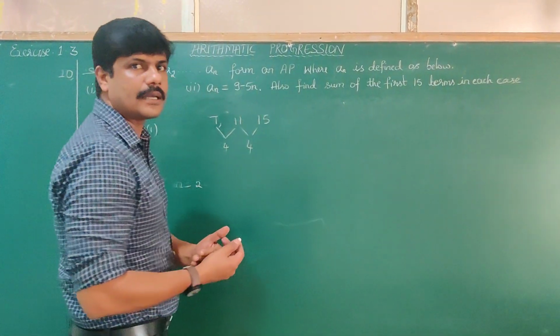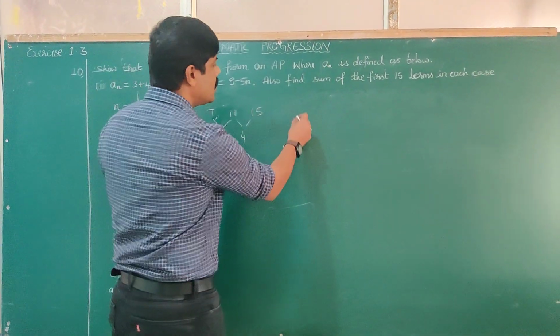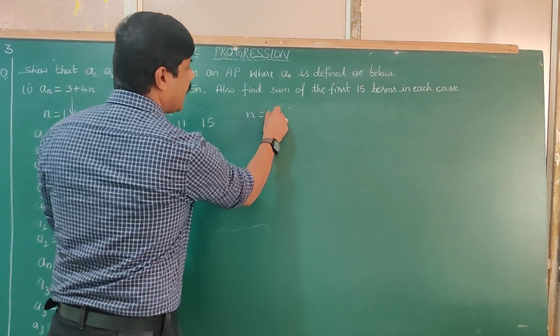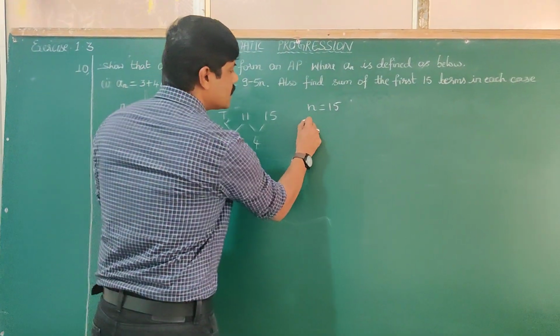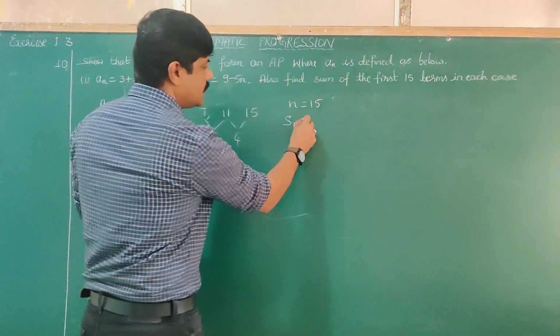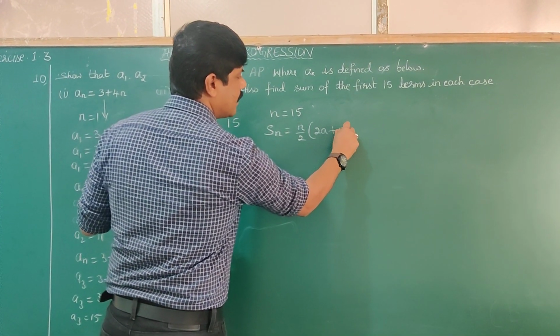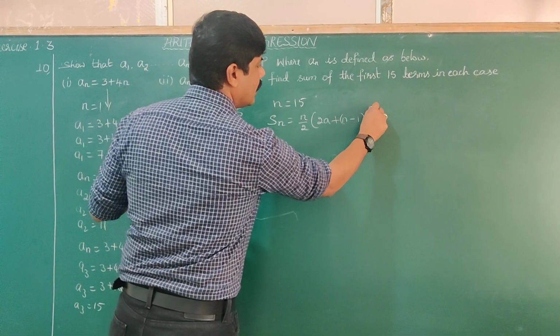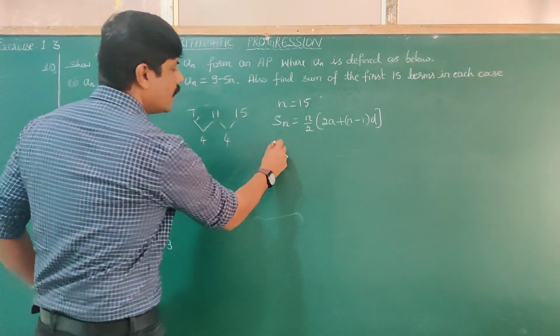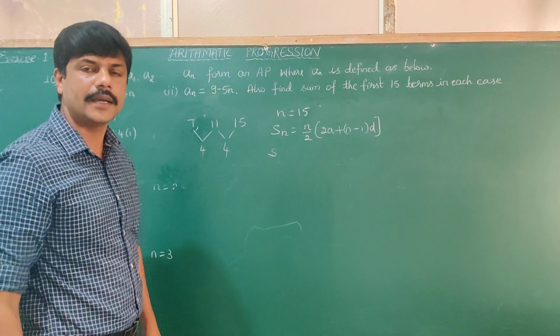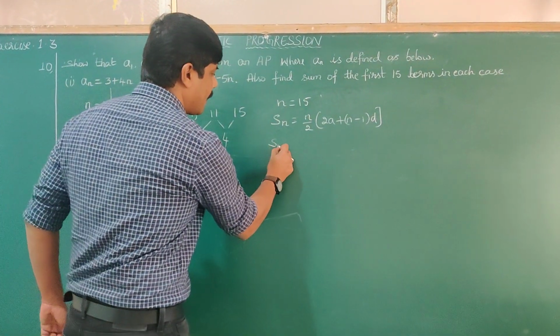How do we find the sum of 15 terms? It already says the sum of 15 terms, so n is equal to 15. Now find the sum of n terms from Sn is equal to n by 2 into 2a plus n minus 1 into d. What we have to find is the sum of 15 terms, which means n is equal to 15.